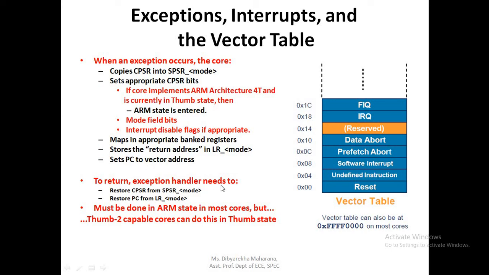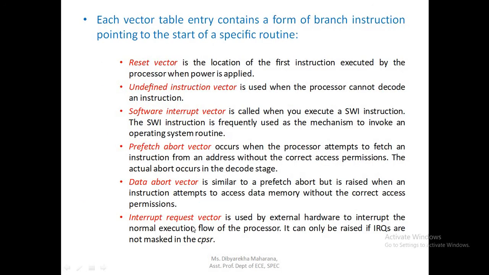To return, the exception handler needs to restore CPSR from SPSR_mode, and restore the program counter from the link register LR_mode. This must be done in ARM state in most cores, but Thumb-capable cores can do this in Thumb state. Each vector table entry contains a form of branch instruction pointing to the start of a specific routine.